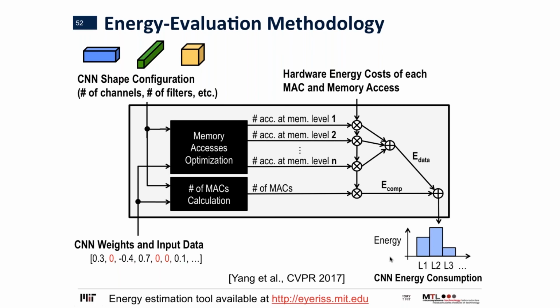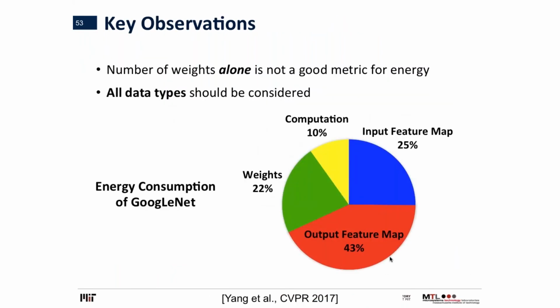Using this tool, we really want to analyze the energy consumption of all the different neural networks that we've seen before. One thing we observed is that the weights alone are not a good metric for energy consumption. If you look at GoogleNet here, we can see that the weight energy is only around 22% of the energy. So you shouldn't look at a network, say that it has very few weights, and assume that it's going to be very energy efficient. That's not necessarily going to be the truth.